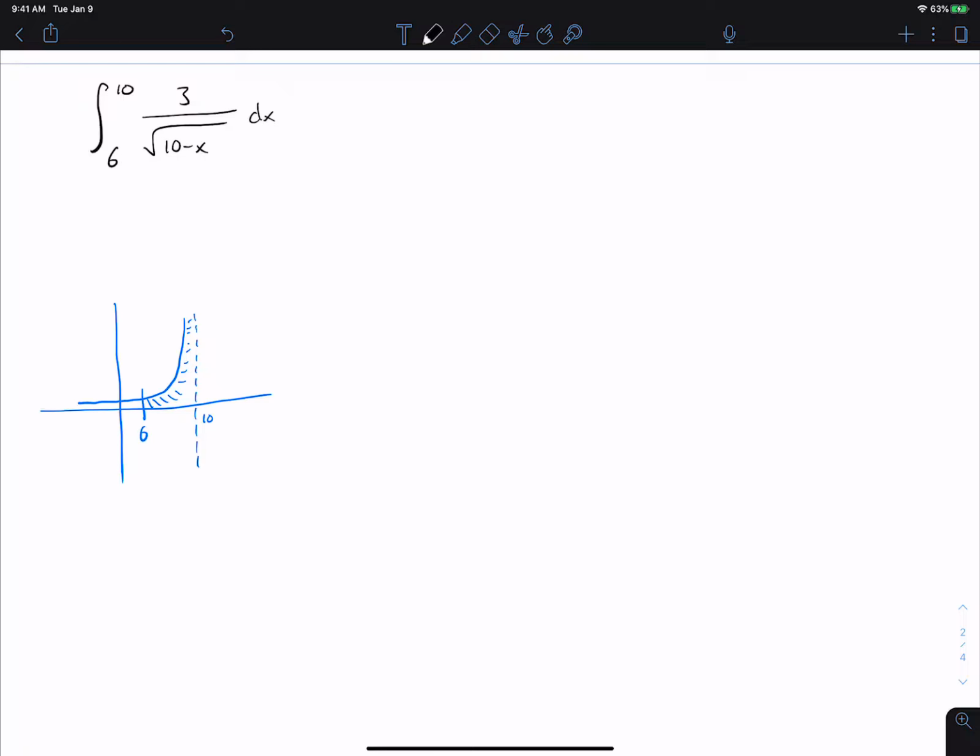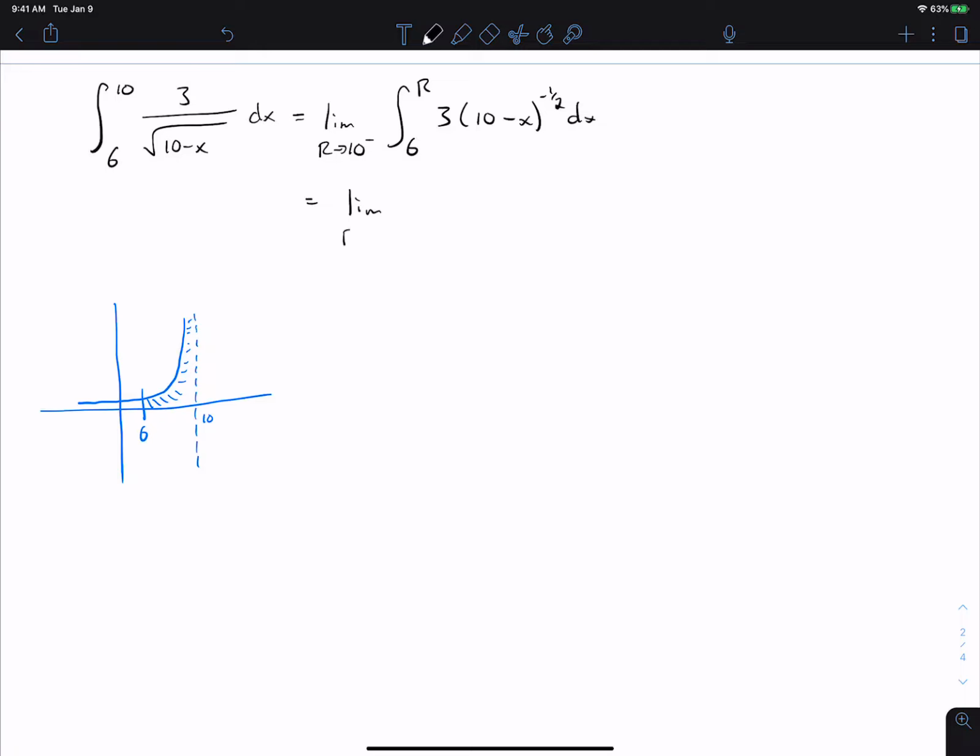And so we're going to look at the limit as r approaches 10, but from the left-hand side. And so from the negative direction, we care about numbers like 9.999, not 10.001. And so we're going to do the integral from 6 to r of, and then I'll go ahead and rewrite it as 3 times 10 minus x to the negative 1/2 dx.